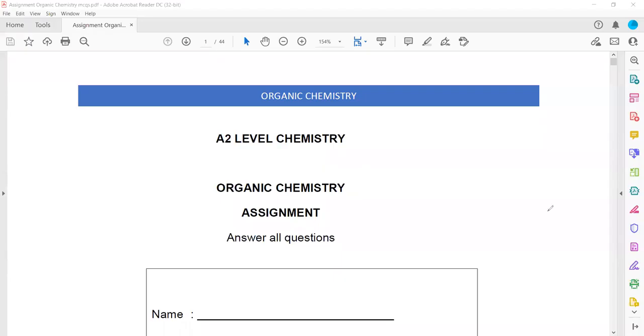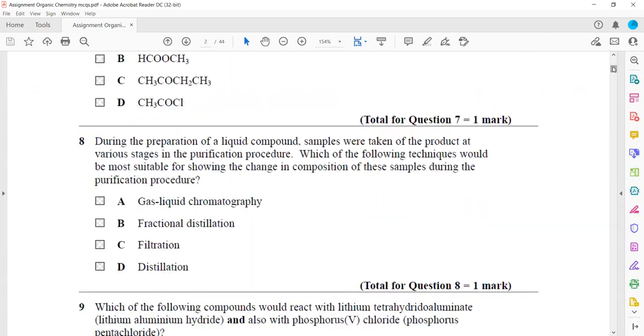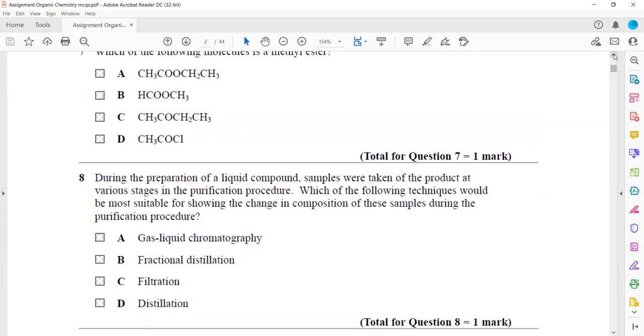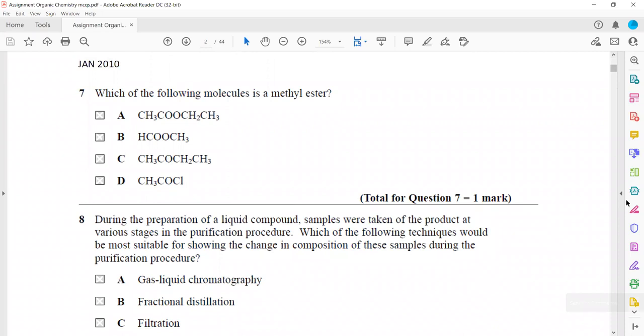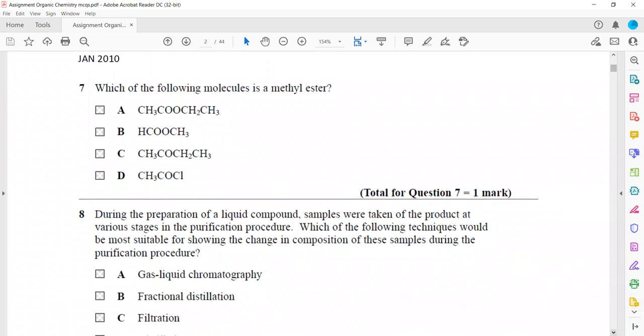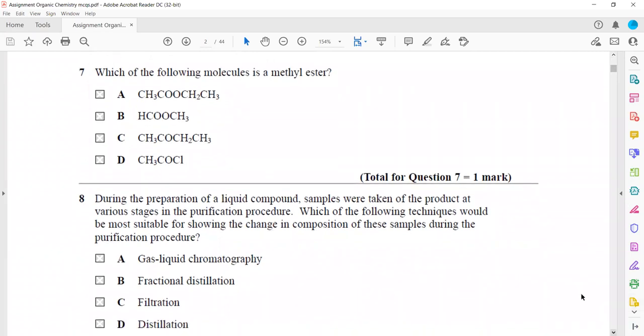So in this session, we will do multiple choice questions related to organic chemistry from Unit 4. These are from different past papers, like this is from the January 2010 paper. Which of the following molecules is a methyl ester?